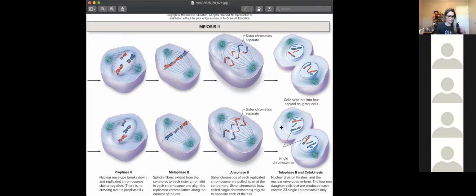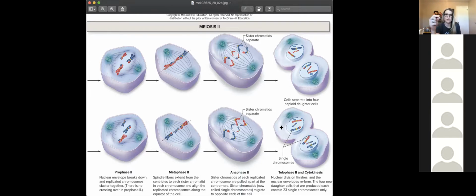What is interesting to read is this clinical view 28.1. This is on non-disjunction. This is where one of the chromosomes fails to separate, most of the time in the second part. So in that anaphase.